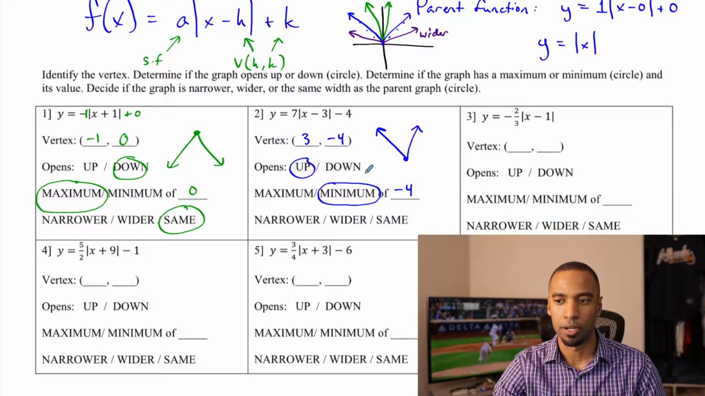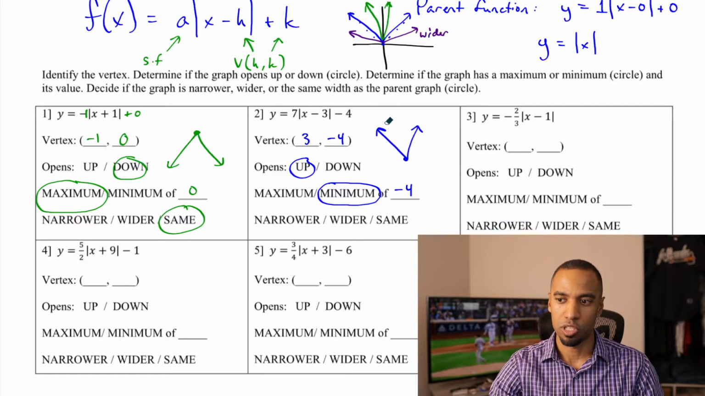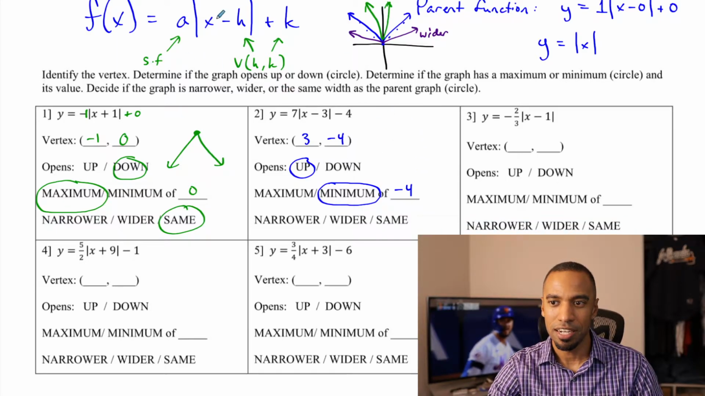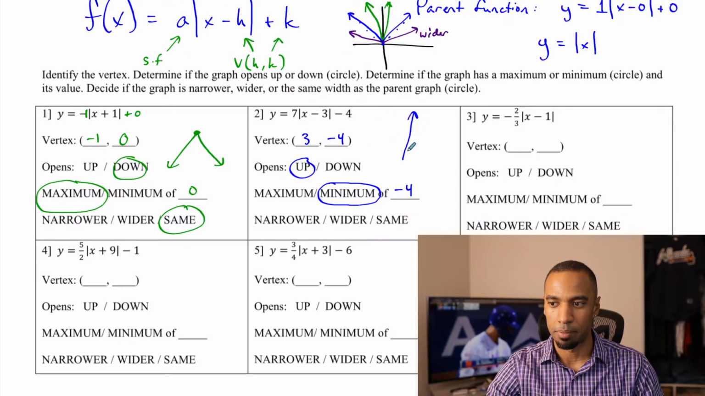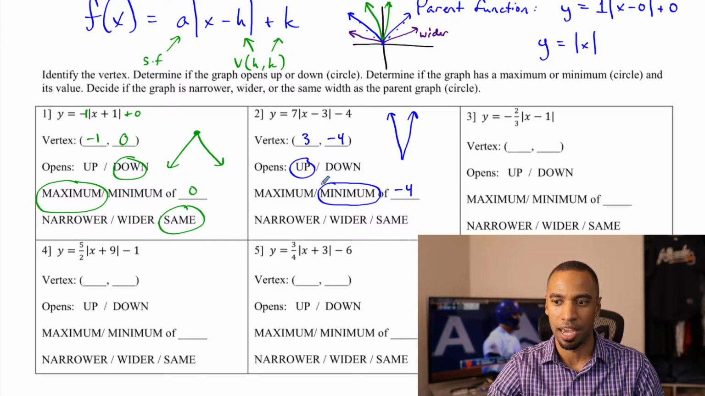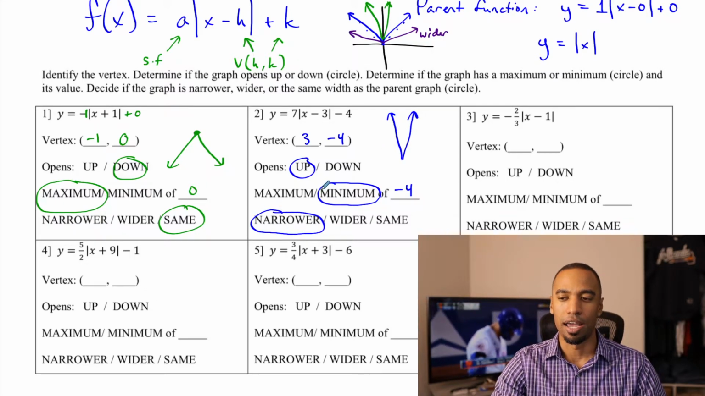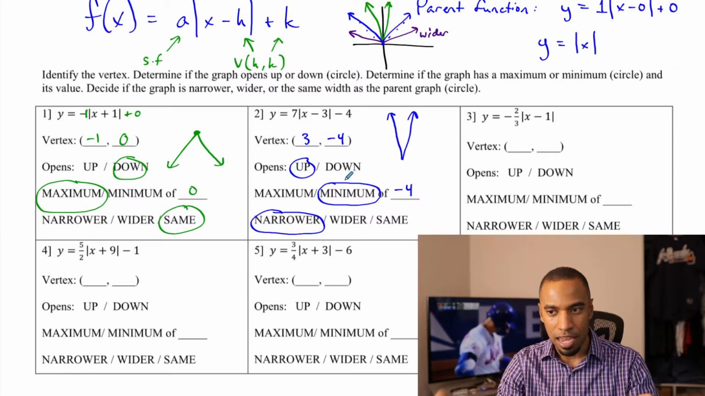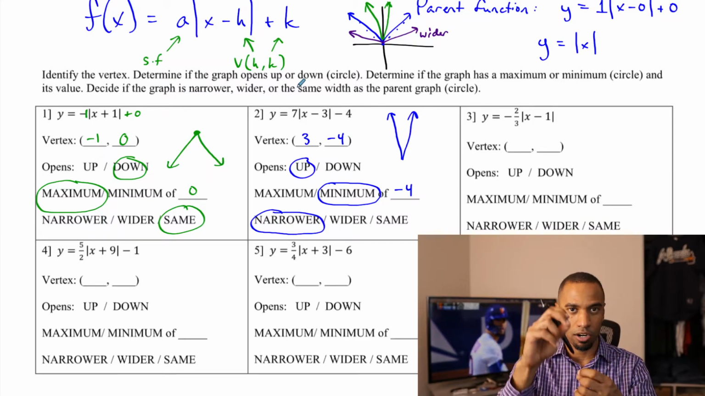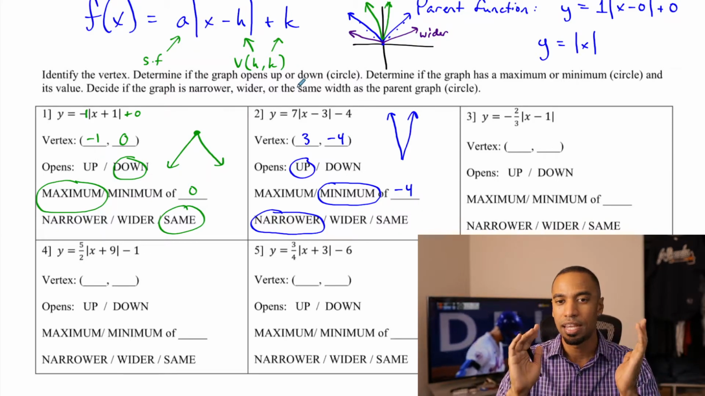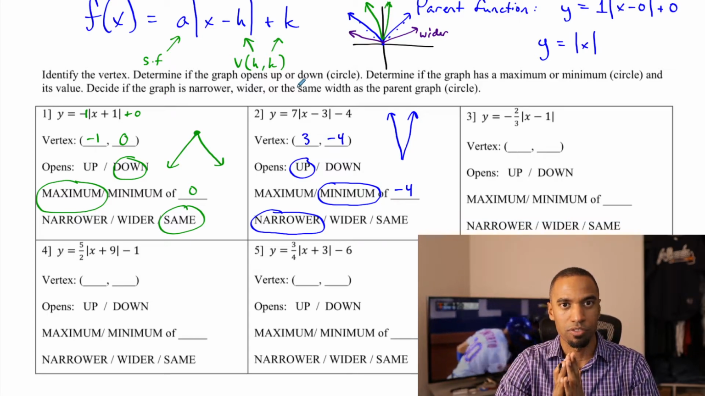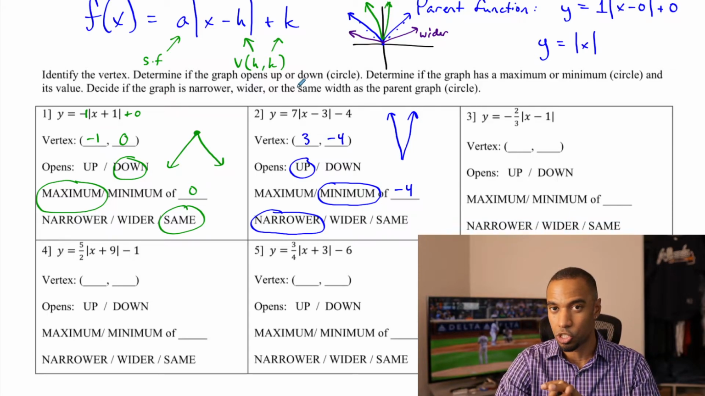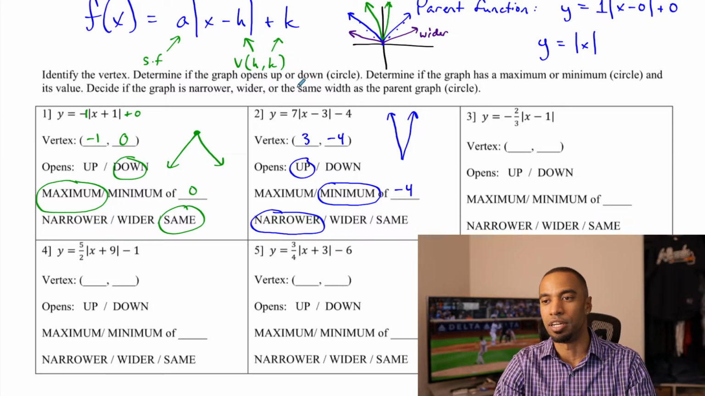So -4 here. Now, my graph's a little misleading here, guys. This 7 means it goes up 7 over 1, up 7 over 1. This thing is tall, guys. This thing is narrow as far as that goes. When a is greater than 1, it's a higher rise over that run there. It is a vertical stretch factor of 7. Your graph is vertically stretched, I should say, by a factor of 7. So it's definitely narrower there.